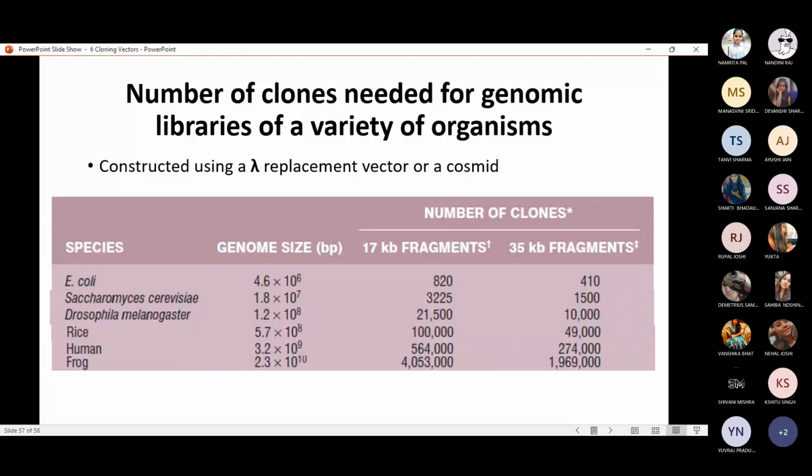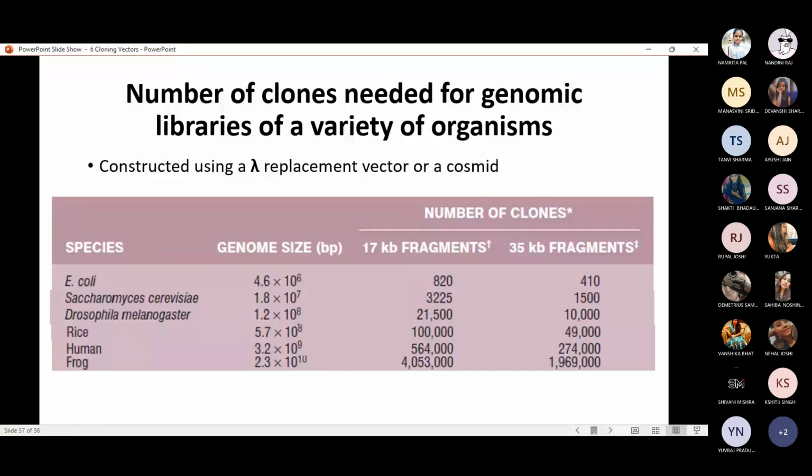If you were cloning E. coli in a lambda construct, with a 17 kb fragment, then you need 820 representative clones to have your E. coli genome. If you double it from 17 to 35 kb, the number goes to half, so just 410 clones are going to represent all of E. coli. Okay, Saccharomyces cerevisiae, now the genome is further rising.